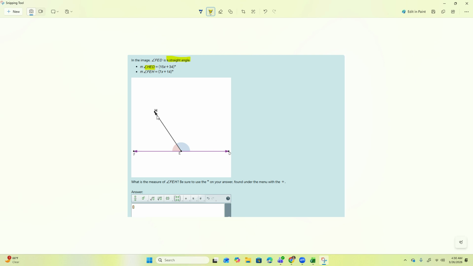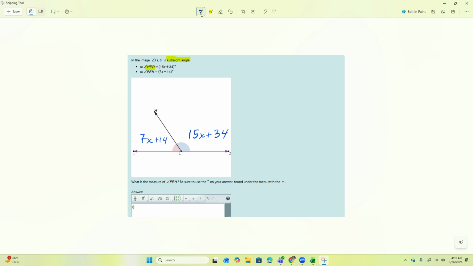Okay. And they gave you the angle HED. HED will be this angle here that I'm shading in yellow. Or you can see here it's already shaded in blue. So the angle shaded in blue is 15x plus 34. And angle FEH, which is shaded in red, is 7x plus 14. And what do I know about these two angles? They add up to 180.